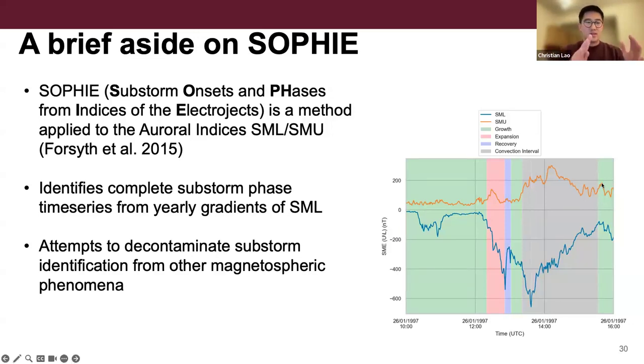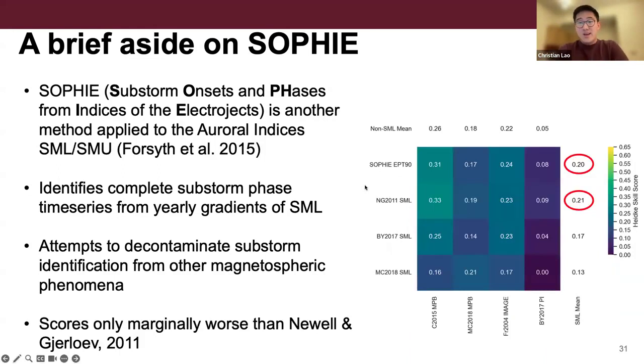SOPHY identifies any time that isn't a substorm as growth phase. The reasoning behind this is that the authors believe that any time you're not in a substorm, you're actively adding energy into the system. So that's the reasoning behind that. Additionally, it's perfectly valid to use this in a study. It only scores marginally worse than Newell and Gjerloev. So on the left here, we've isolated all the SML methods, and on the bottom here are the non-SML methods.